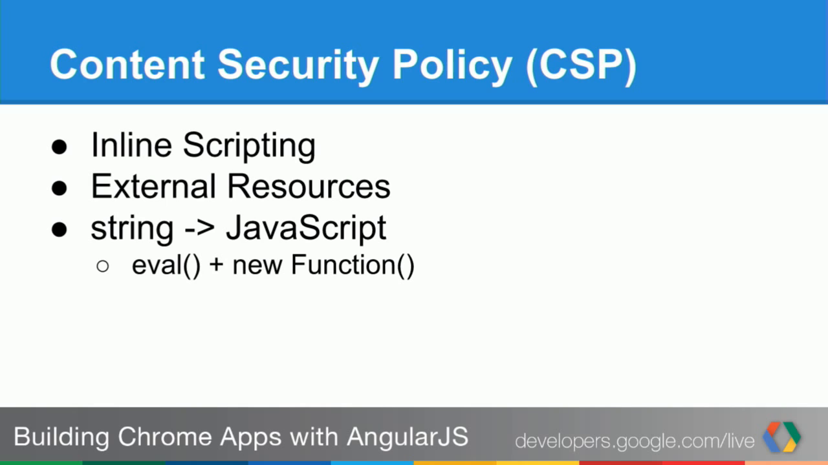The three main things that differ from traditional web is that it's going to restrict any inline scripting. It's going to restrict any external resources. So if you link to some extra library somewhere else, you can't just link to that to bring that script in. And it's going to restrict anything that converts strings into JavaScript. So things that use the eval or new function methods are not going to work in Chrome apps.